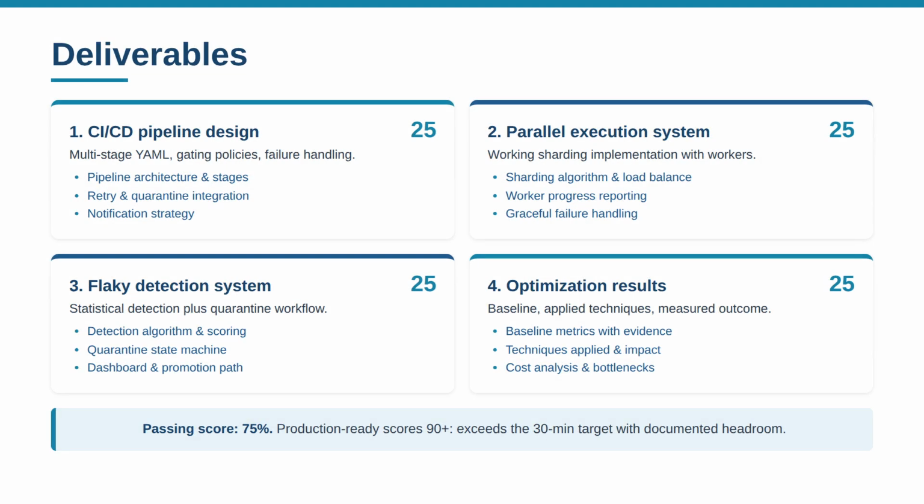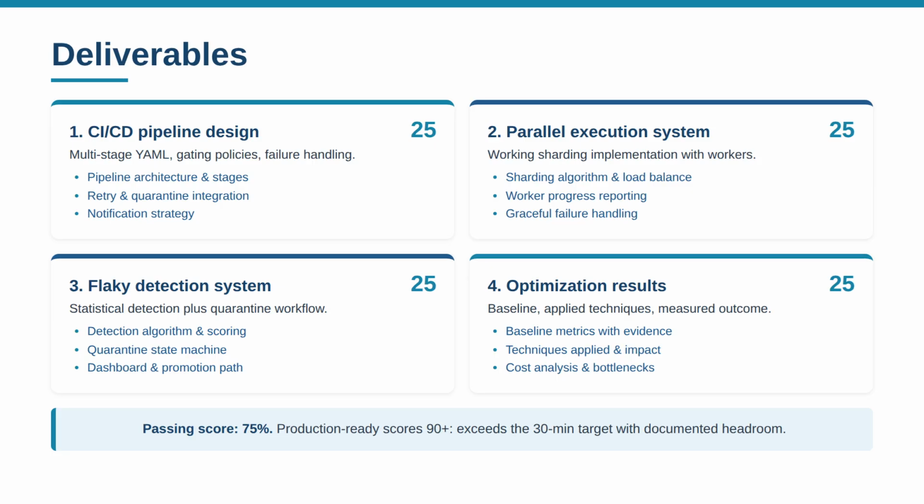Your submission has 4 deliverables, each worth 25 points. The first is a CD pipeline design, a multi-stage YAML configuration with gating policies, retry behavior, and failure handling documented. The second is a parallel execution system, a working sharding implementation with workers, progress reporting, and graceful failure handling.